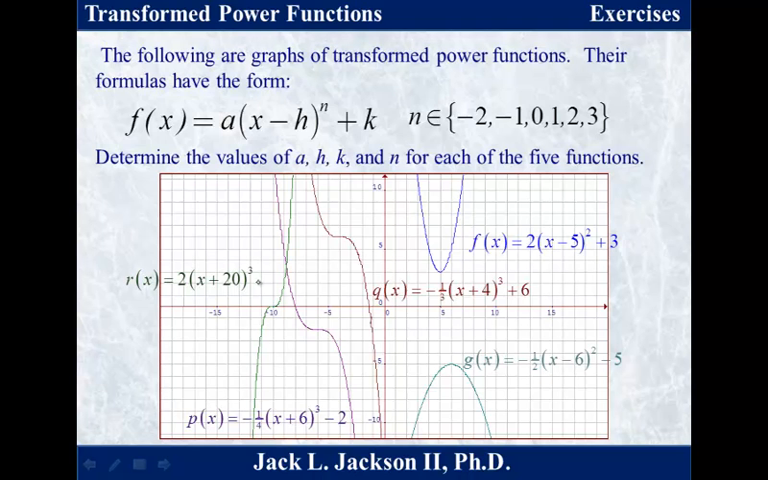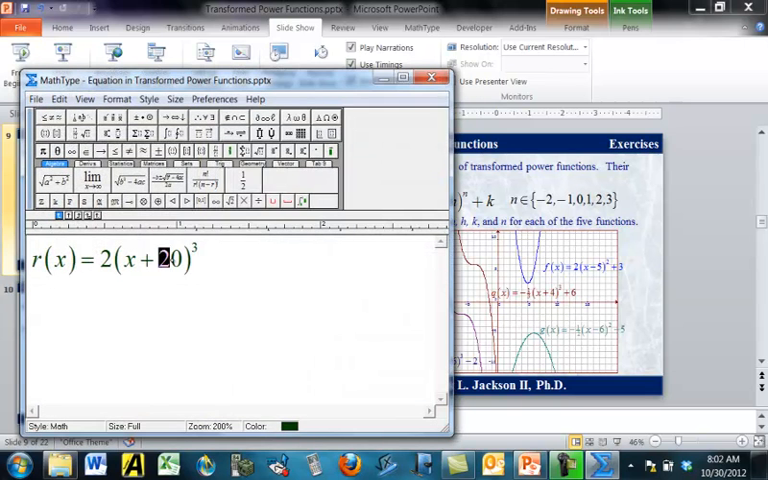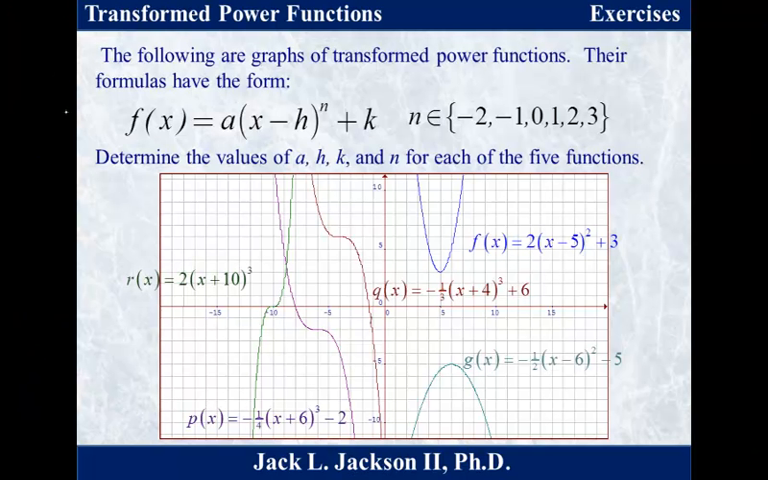Okay, this one, notice the k is plus 0, so we just didn't even write that. And this is 2 times x plus 20. No, it should be just 10. That's a typo. There we go, that's better. x plus 10 cubed. And the 2, we know it's positive because it's going up and down.